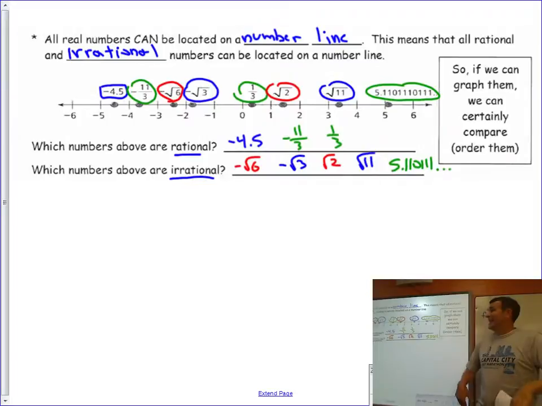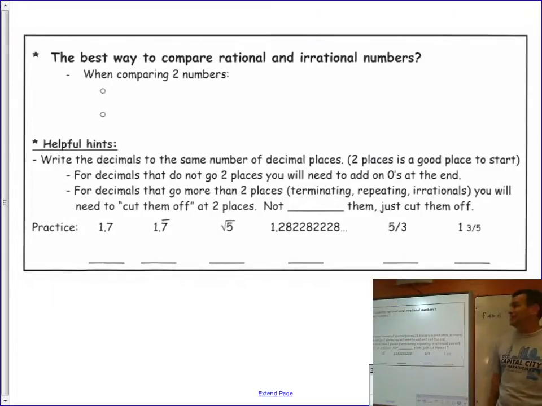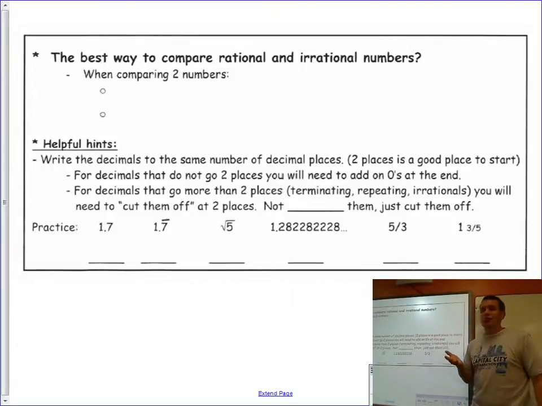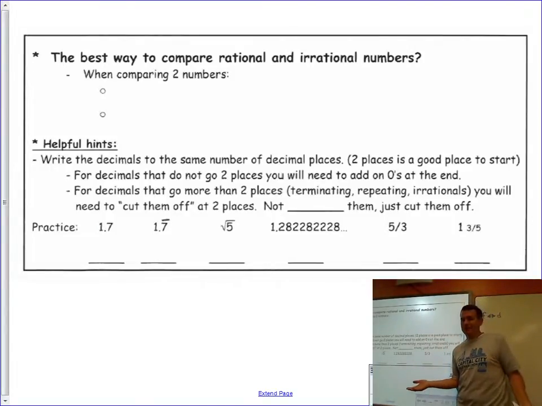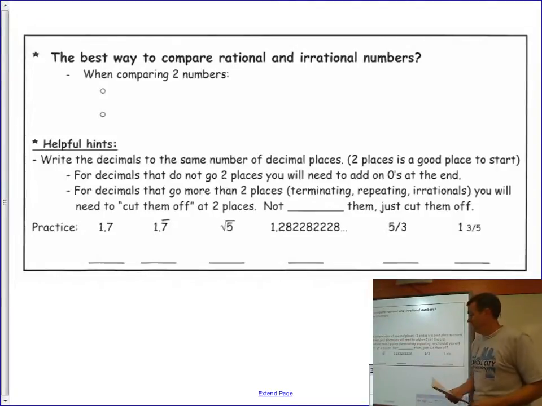So this is what we're going to be doing kind of for homework. We're going to be taking rational and irrational numbers and putting them in order to determine which ones are bigger and which ones are smaller. Let's see how we're going to do this. I think the best way to compare rational and irrational numbers is to write them in the same format.